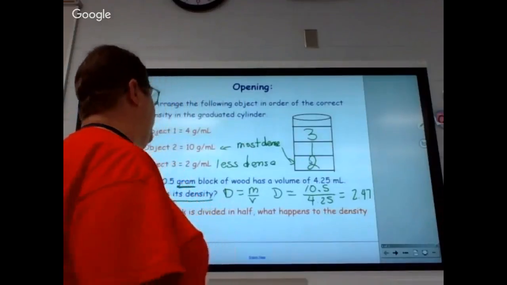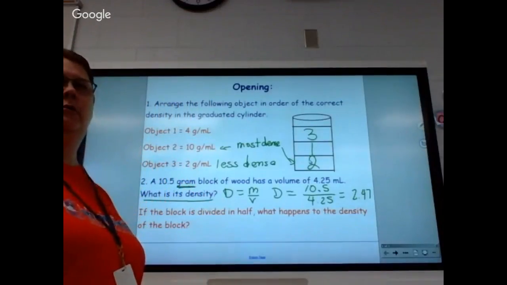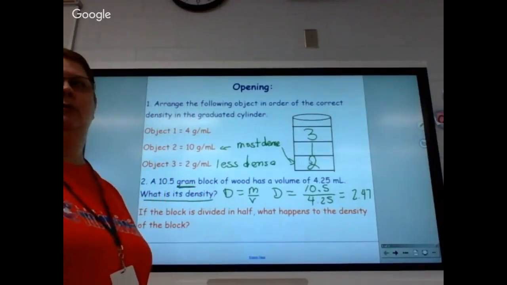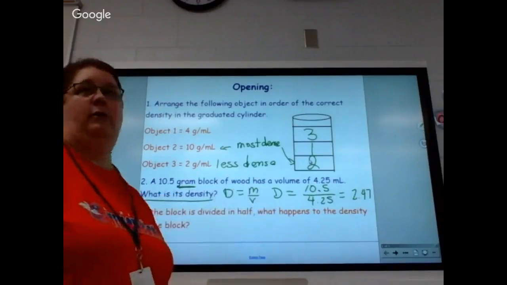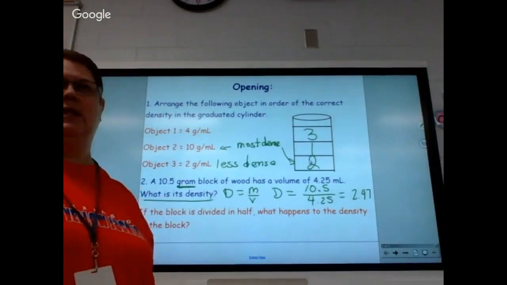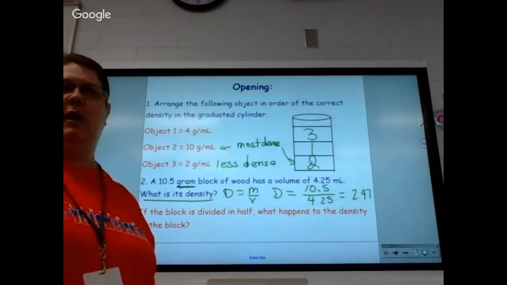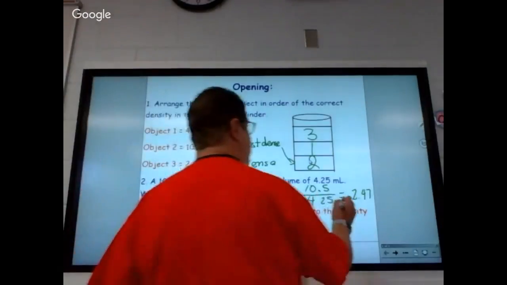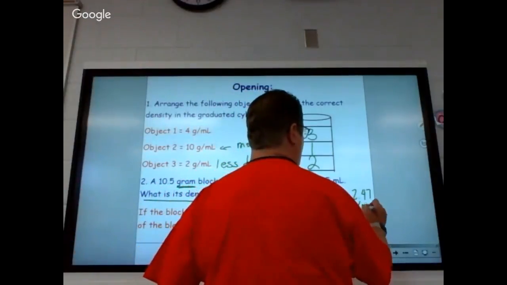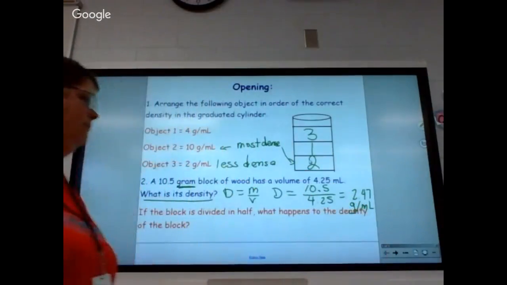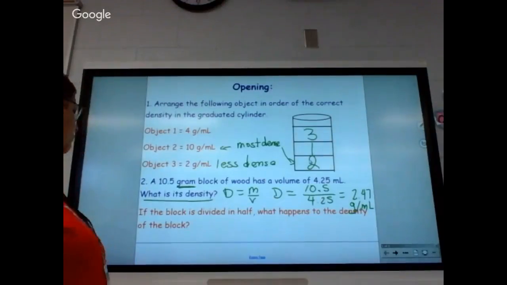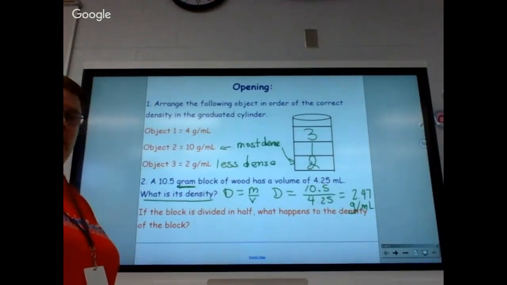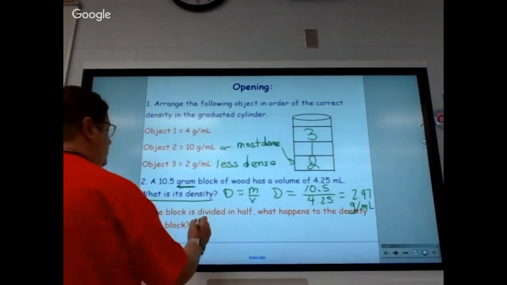Now, what can you tell me about the 2 units? Do they have anything in common? Do the units have anything in common? So are we going to cancel anything out? So what did you write on your lab sheet yesterday when they didn't have anything in common? Gram slash the milliliters. You're going to write gram slash the milliliters. Okay? Now, if the block is divided in half, what happens to the density of the block? It stays the same. Okay?